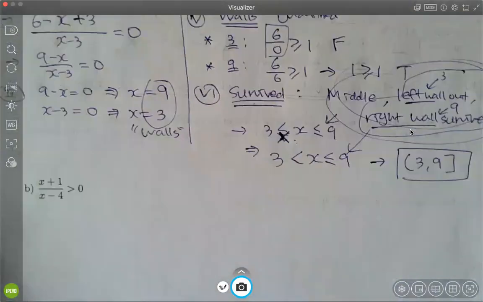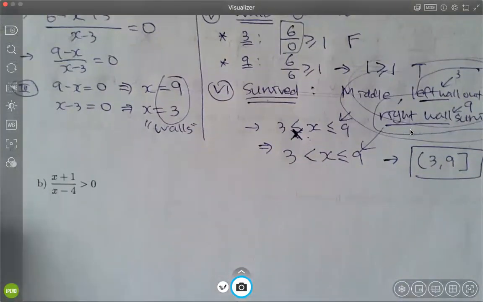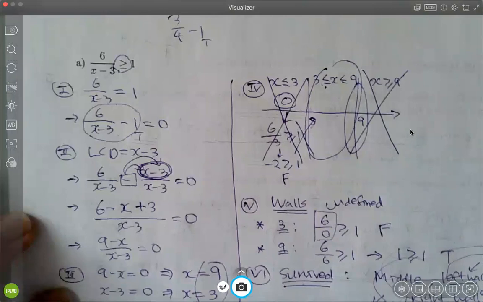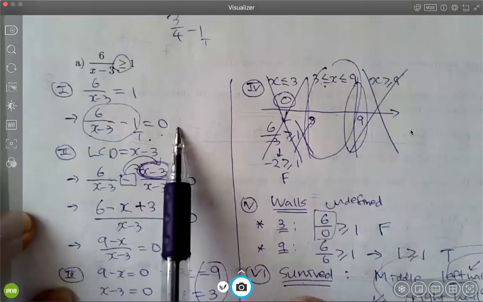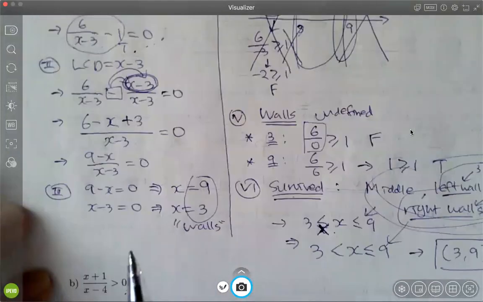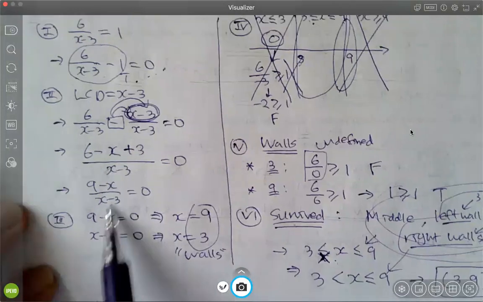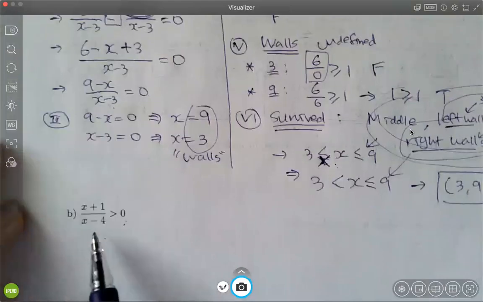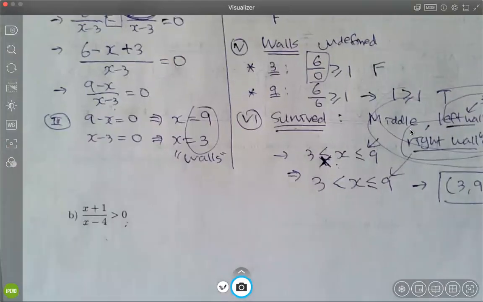Now, part B. If you look at part B, hopefully you notice that you have a huge advantage compared to the previous one. Do you notice them? What is the first advantage that you have? Remember, what you want is 0 on one side. Do you already have it? Yes, you do. And now, what do you want as well? A single fraction on the left-hand side. Do you already have it? Yes, you do. So what do you have to do, basically?